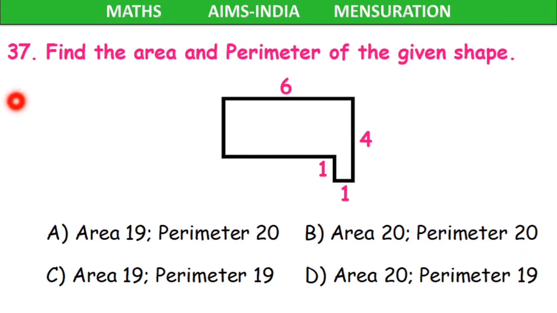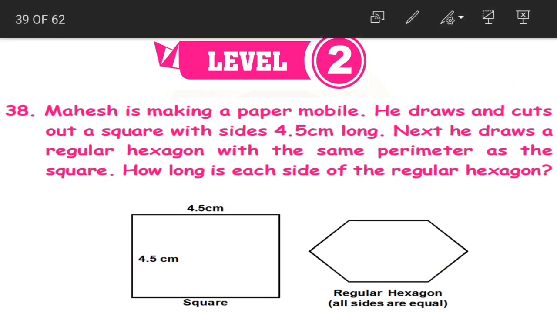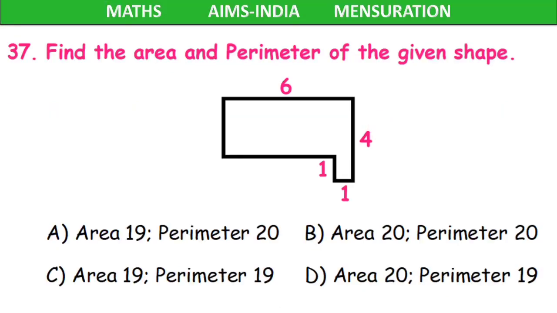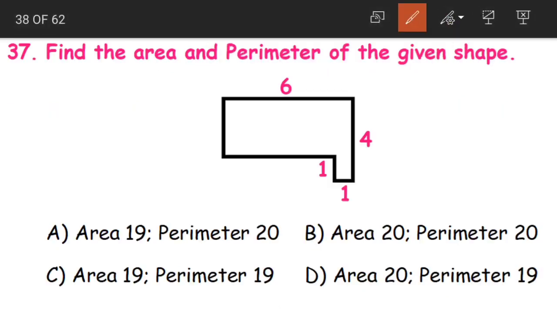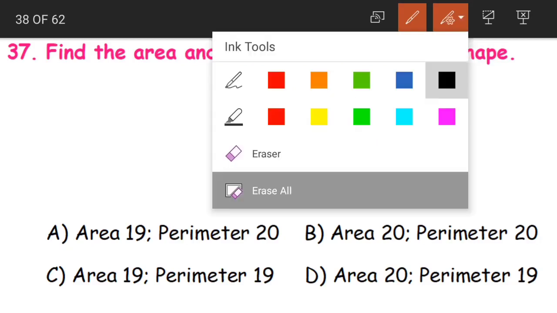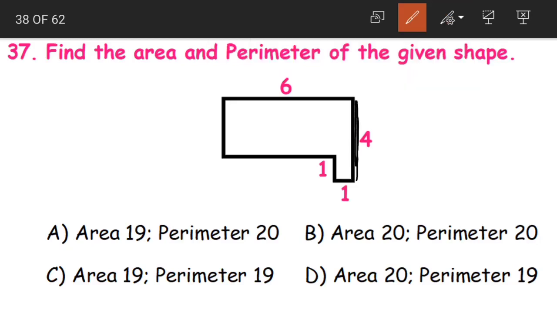Coming to question 37. Again find the area and perimeter of the given shape. What should we do again, children? Divide it into 2. Here the length of this side becomes 1, and the length of this side becomes also 1. Let us find out the area of the given figures first. Again children, here the length of the entire side is 4.